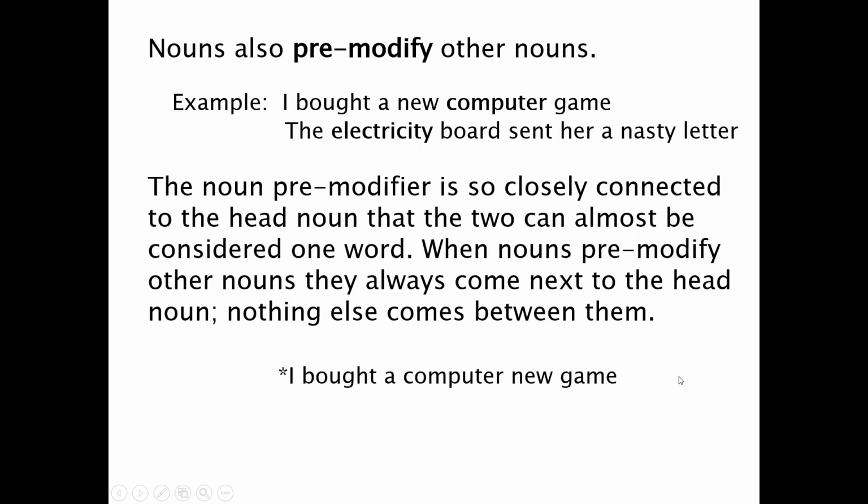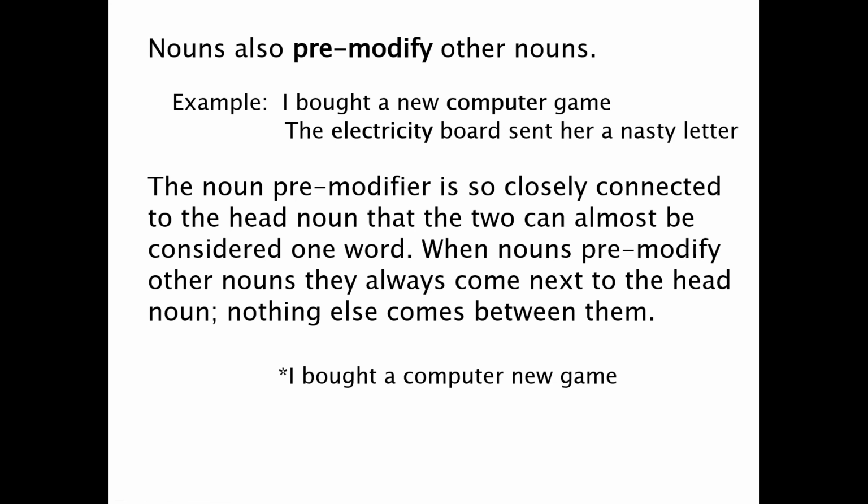We want to finish now. Nouns are also pre-modifiers. It means that they pre-modify other nouns. Example, I bought a new computer game. So I bought a new game, but what kind of game is it? A computer game. So you will find that this is a noun, maybe functioning as an adjective. So a noun can function as a modifier, but this is the head noun, the word game. But if you say I bought a new computer, the meaning will be different.